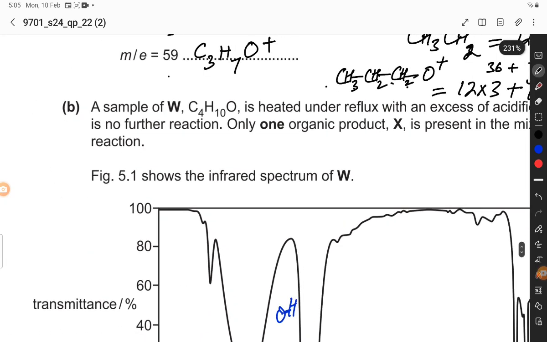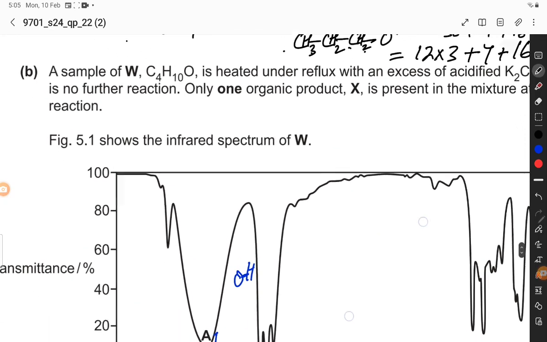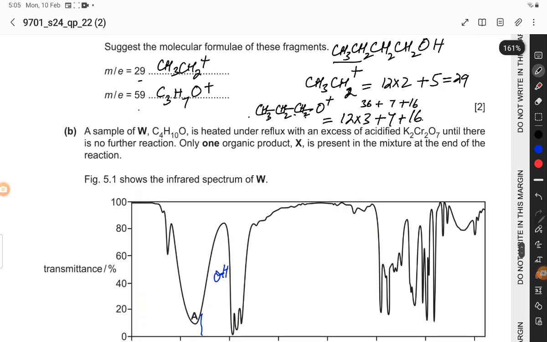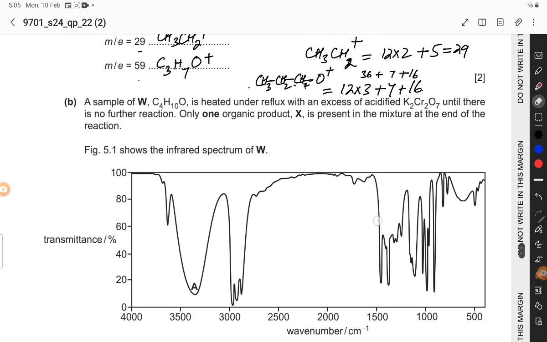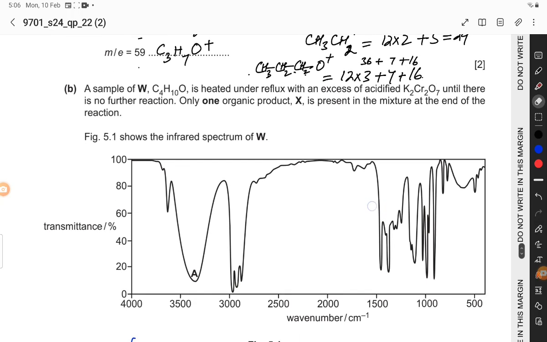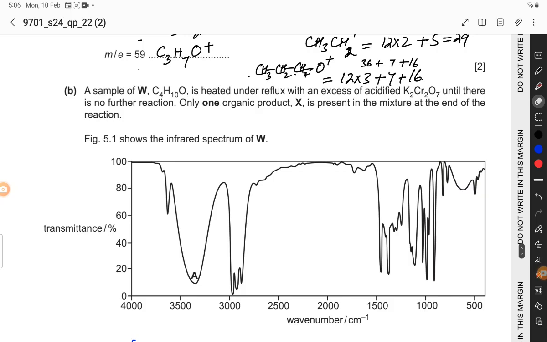A sample of W, C4H10O, is heated under reflux with an excess of acidified K2Cr2O7 until there is no further reaction. Only one organic product X is present in the mixture at the end of the reaction. At the end, the reaction is heated under reflux with an excess of acidified dichromate until there is no further reaction.